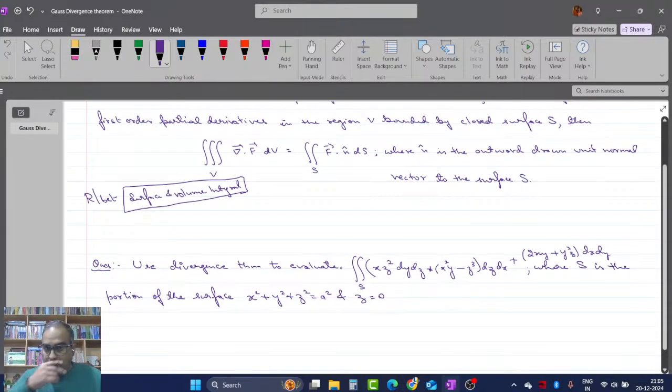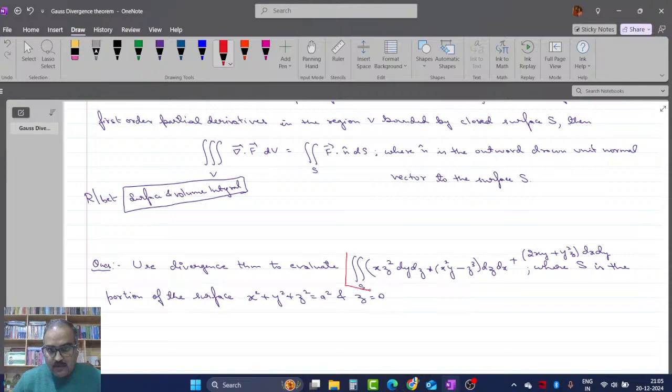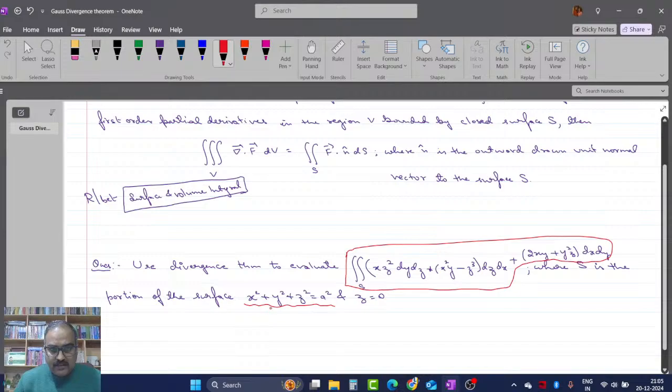Now coming to the question, I have a question right now written on the board that we have to use divergence theorem to evaluate this surface integral. This is a surface and it is being bounded by this one. Now this is the equation of a sphere, x square plus y square plus z square is equal to a square, that is the equation of a sphere with center at origin and radius a, and z equal to 0. Okay, now we will be trying this question.